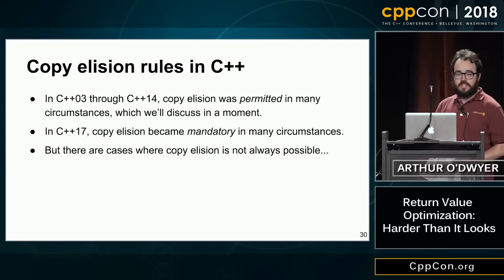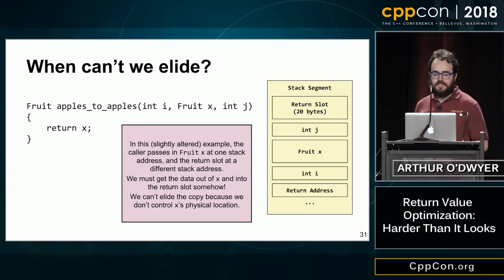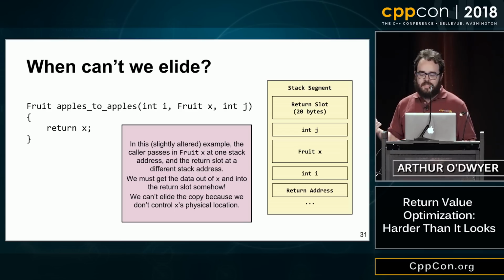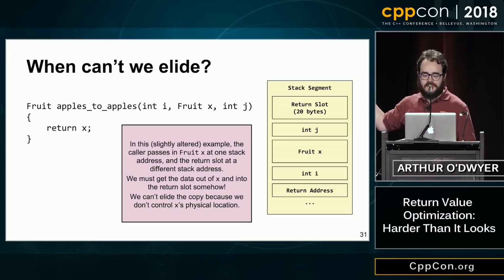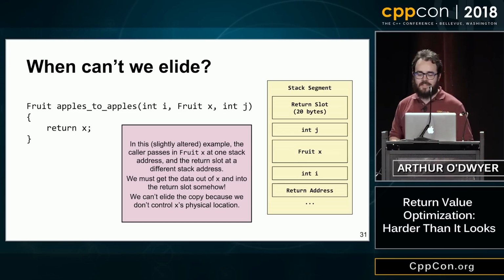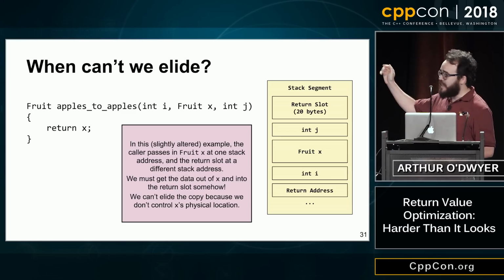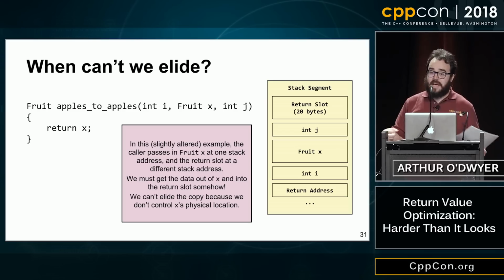We saw one of them earlier with apples and oranges, where we didn't know which object we were going to return, and so we didn't know which one needed to be copy elided. There are also some other cases. For example, what if the x that we're returning here is a parameter? In that case, it lives on the stack with the other parameters. Conceptually, i and j really get passed in registers here, but if they were big objects, they would be on the stack too. And so x is allocated by our caller at a particular place, and the caller also allocated the return slot at a different place because it didn't know what we were going to be returning.